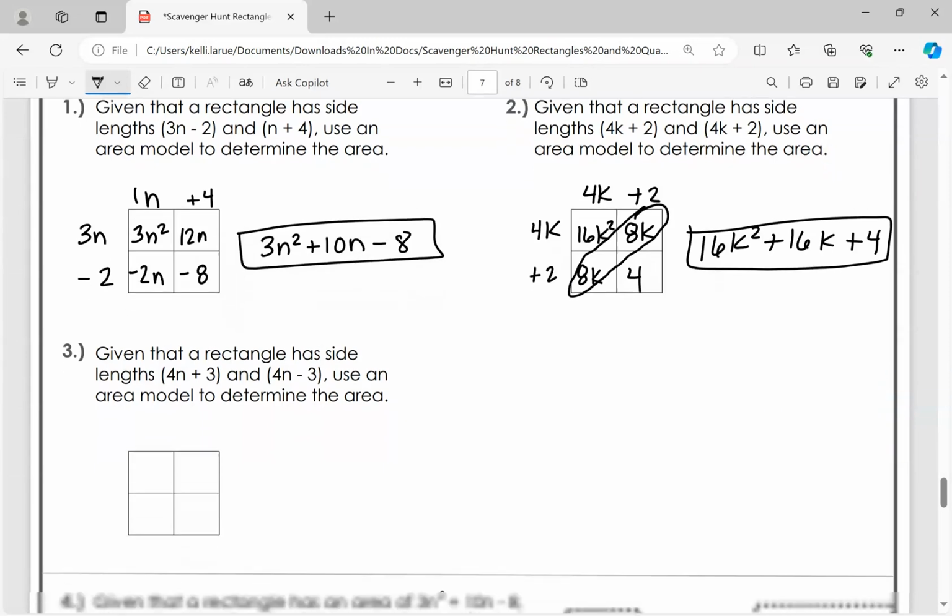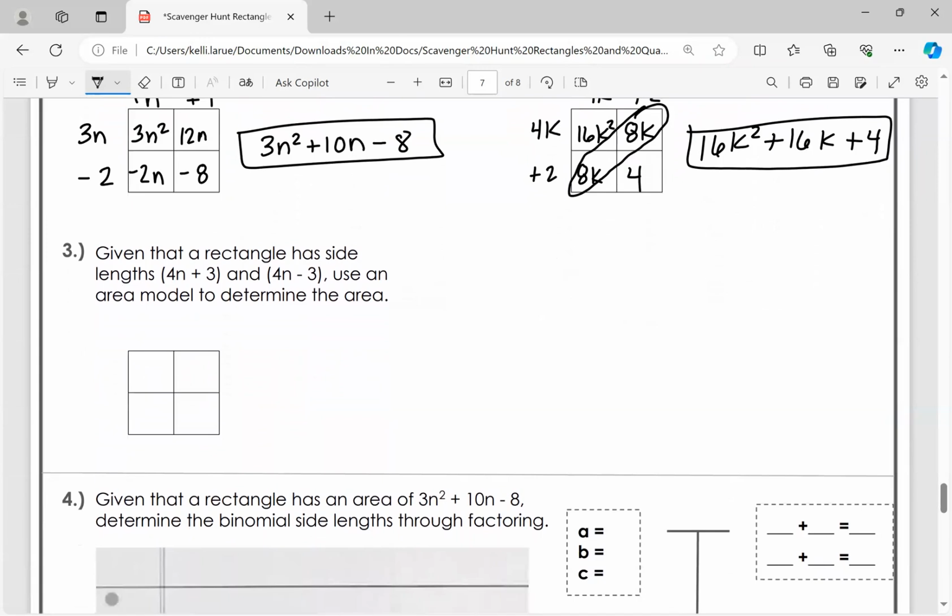Okay, number 3. Our rectangle has side lengths 4n plus 3 and 4n minus 3. 4 times 4 is 16, n times n is n squared. 4 times negative 3 is negative 12, and n. 3 times 4 is 12, and n, and then 3 times negative 3 is just negative 9.